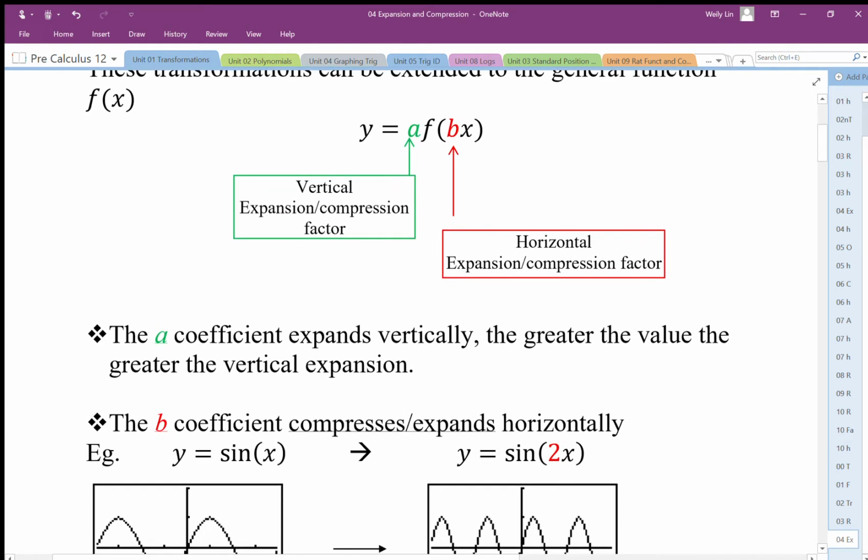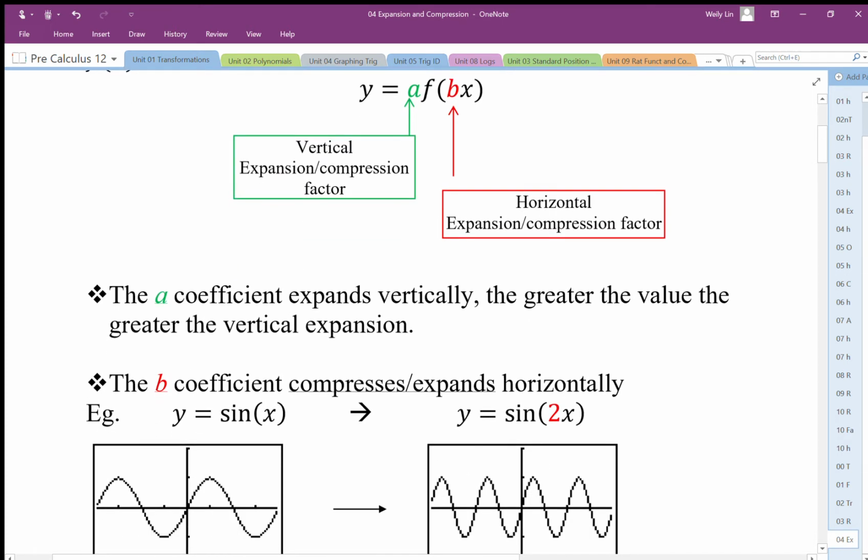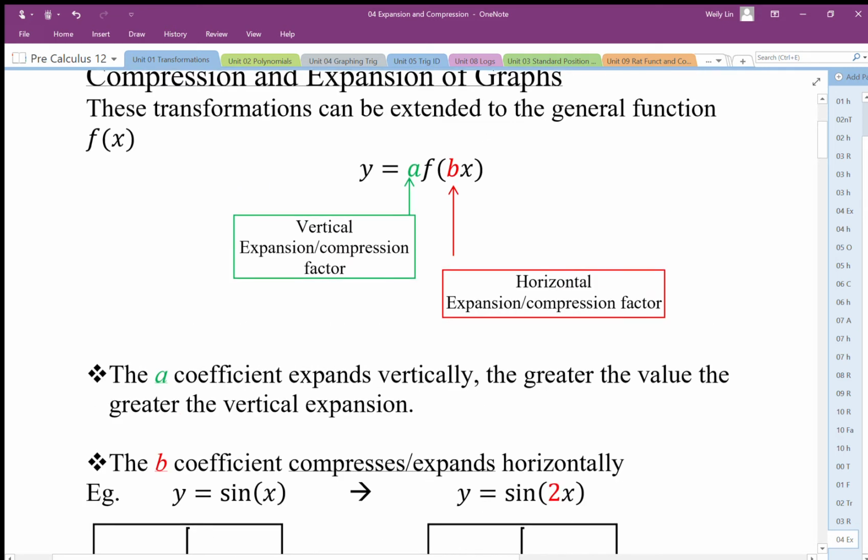So the A coefficient is going to expand vertically, and for the outside, y always happens the way that it's written. So if it says times by 3, it's going to expand by 3. If it says divide by 3, it's going to compress by 3. Okay, so the greater the value, the greater the vertical expansion.